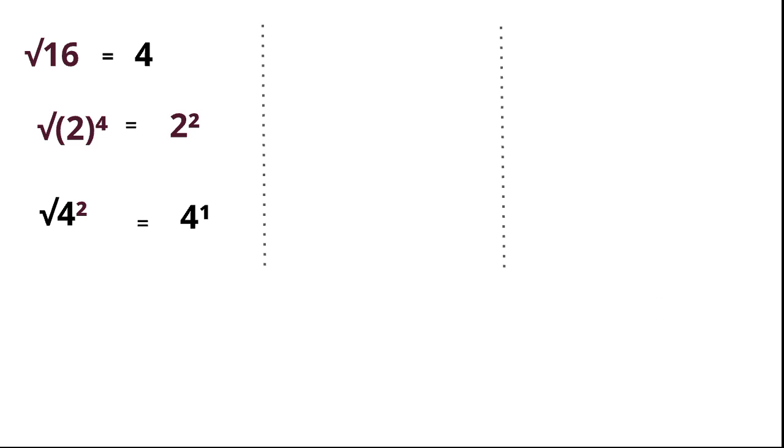One more example. Square root of 64. We know that square root of 64 is 8. Different representations of square root of 64: it can also be represented as 2 power 6. So square root of 2 power 6 is equal to 2 cube. 8 can be written as 2 cube. And 64 can also be written as 8 square. So square root of 8 square is equal to 8 power 1.